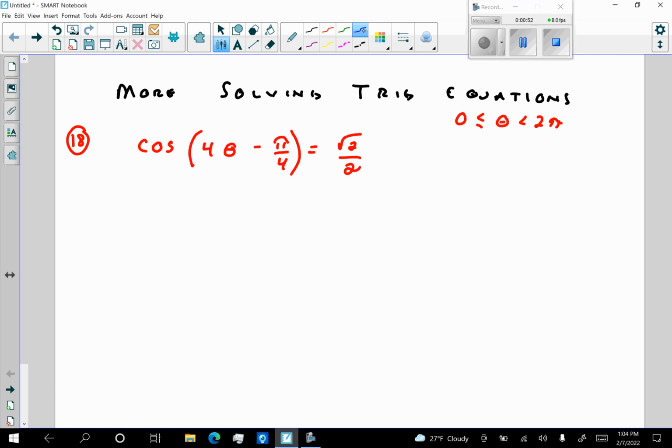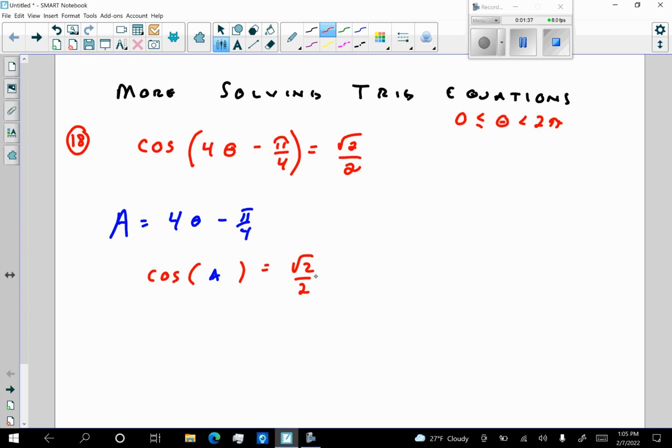Mary Beth, how do you think I'm going to use substitution on this? You are correct, Mary Beth. I'm going to let A equal 4 theta minus pi over 4. Now this is going to be a pretty easy equation to solve, because if A is 4 theta minus pi over 4, I have this equation here: the cosine of A is equal to square root of 2 over 2.